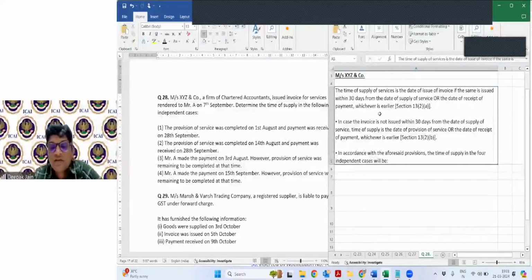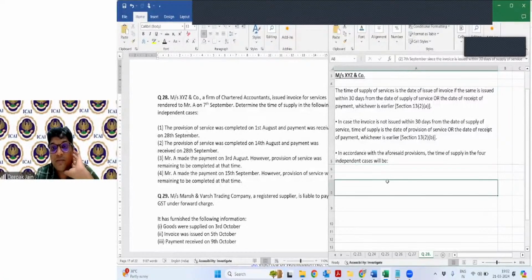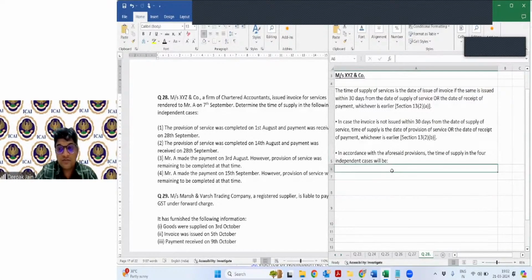The time of supply of services is the date of issue of invoice if the same is issued within 30 days of the date of supply, or the date of receipt of payment, whichever is earlier. In case the invoice is not issued within 30 days from the date of supply, then the time of supply will become the date of provision of service or the date of receipt of payment, whichever is earlier. Fine. So these are the two possibilities. In accordance with this, the time of supply in the 4 independent cases will be as follows.